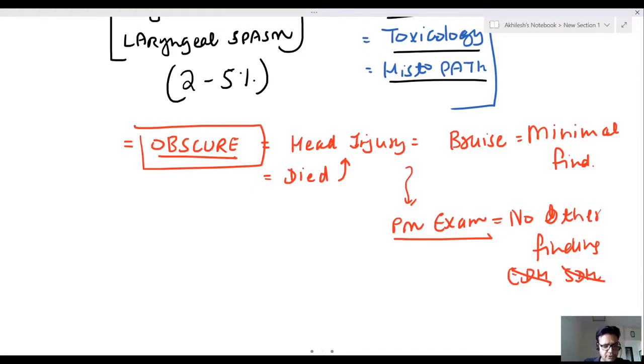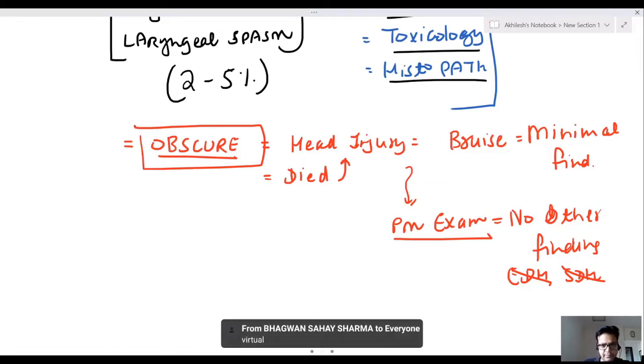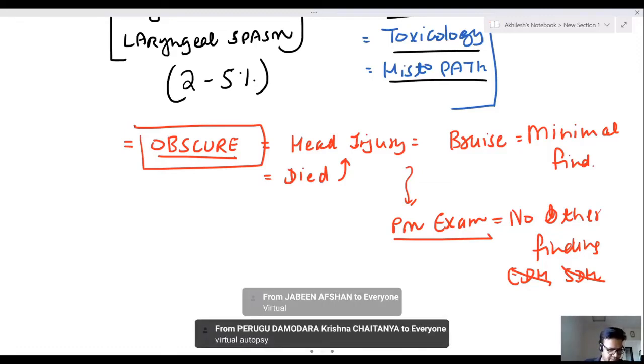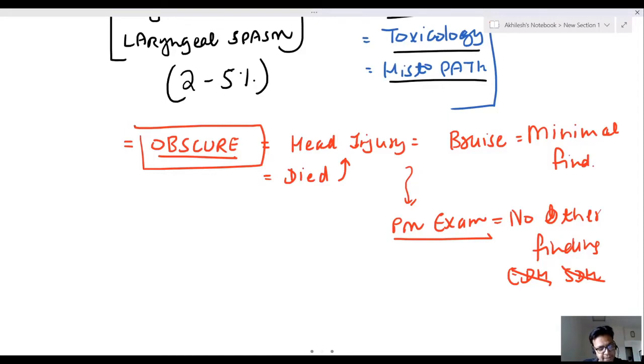Okay, friends. So मैं आपसे कुछ सवाल पूछता हूँ. CT, MRI, and X-ray, we are detecting the cause of that. What's the name of that autopsy? Virtual. Yes, it is virtual autopsy. Absolutely right.